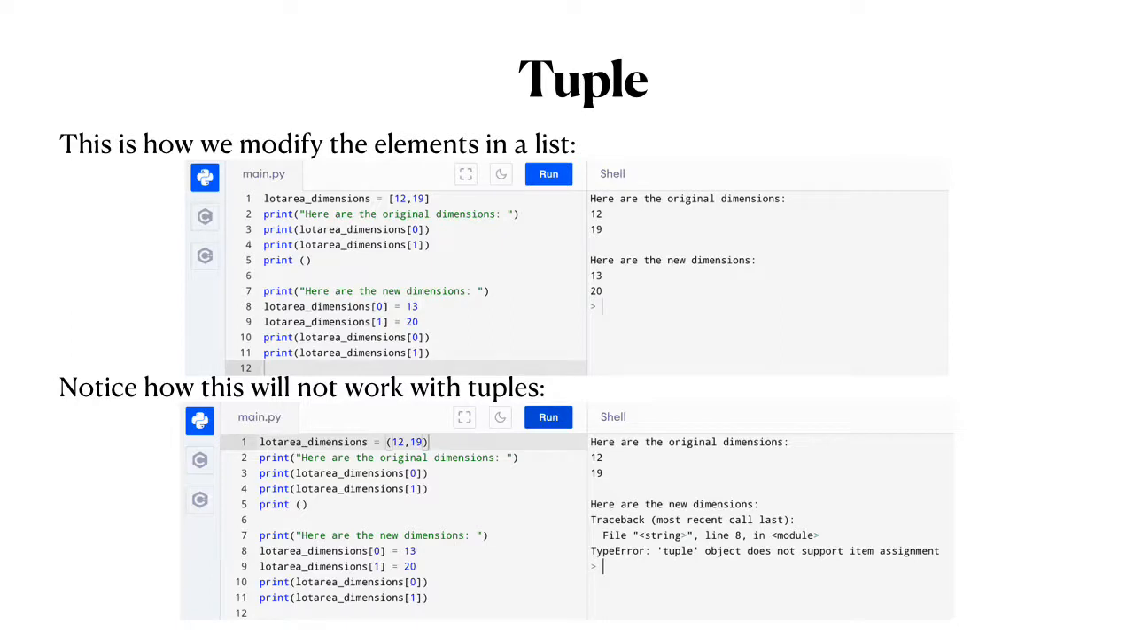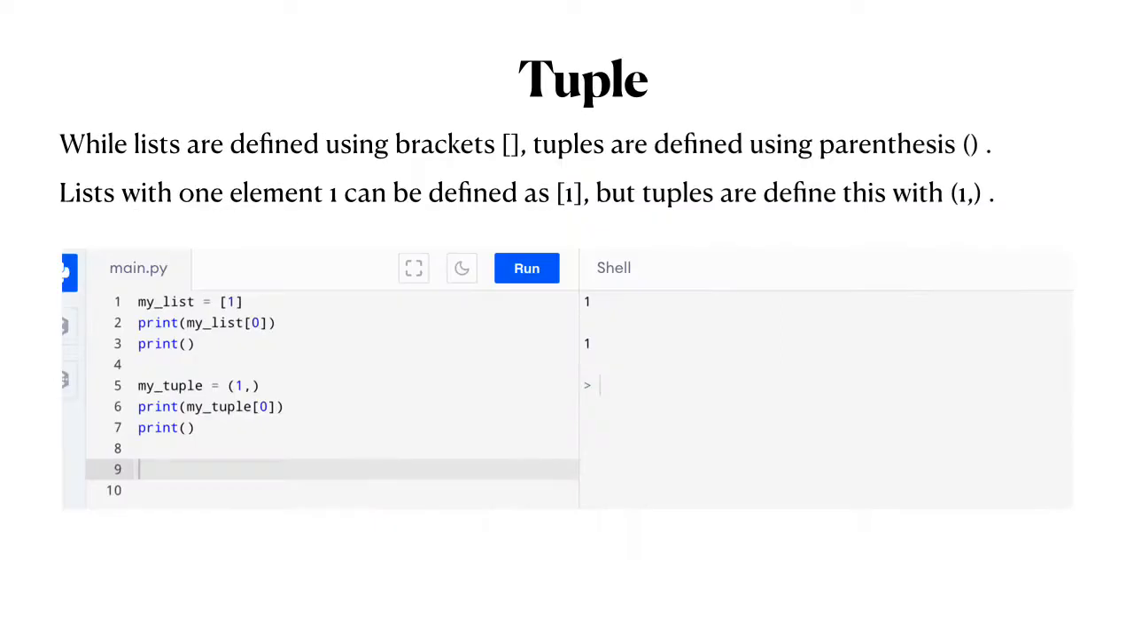Okay. So, once na-define na to si tuple sa line number 1, dili mag-work ang modifications na to sa line number 8 and line number 19. So, if akong i-change si index 0 ug 13 ug index 1 ug 20, so kibali i-change lugar na ko si 12 to 13, from 12 to 13 and 19 to 20, dili siya mag-work because, again, tuple siya. So, a reminder, while lists are defined using brackets, tuples are defined using parentheses.